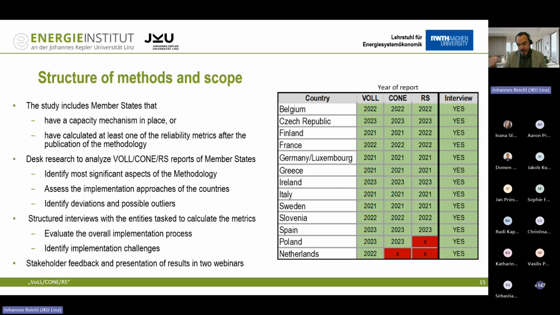What's the structure? What's the method? I already said desk research and interviews have been the key ingredients to us. Here you see in the table which countries have been included in our study, and for which country which of these three metrics has been reported on. Most countries have reported on all the three metrics. Poland and Netherlands did not have this full set, but we held interviews with all of them. And again, mandatory is the provision of these metrics only for those with a capacity mechanism in place, but also countries who have decided to calculate these metrics based on the ACER methodology are investigated here, or could be investigated here, if they may have made this choice. So that is our approach here and the database that we had.